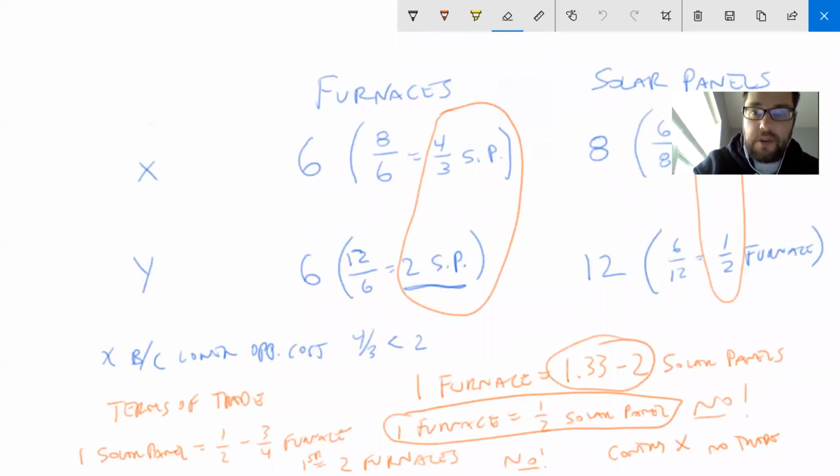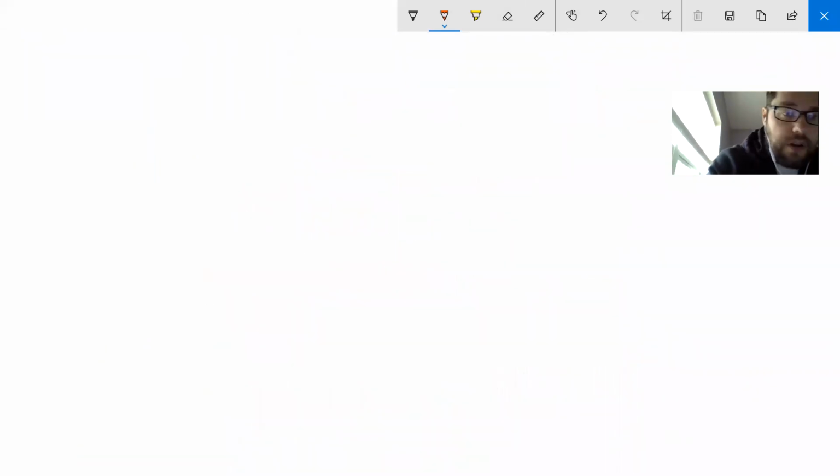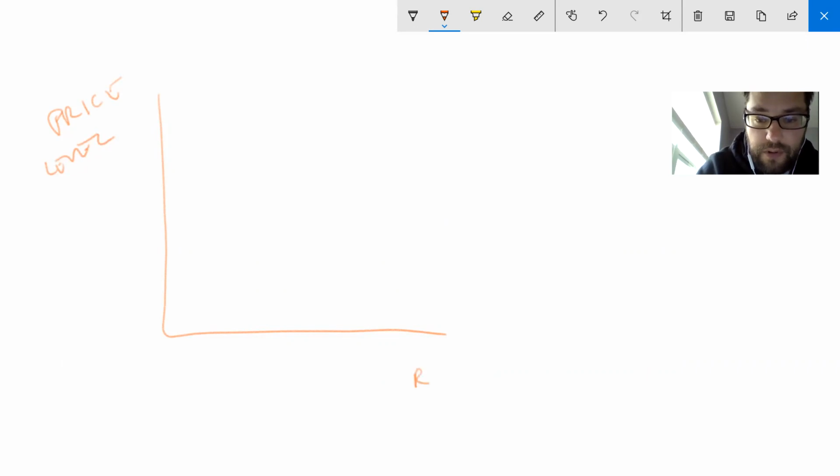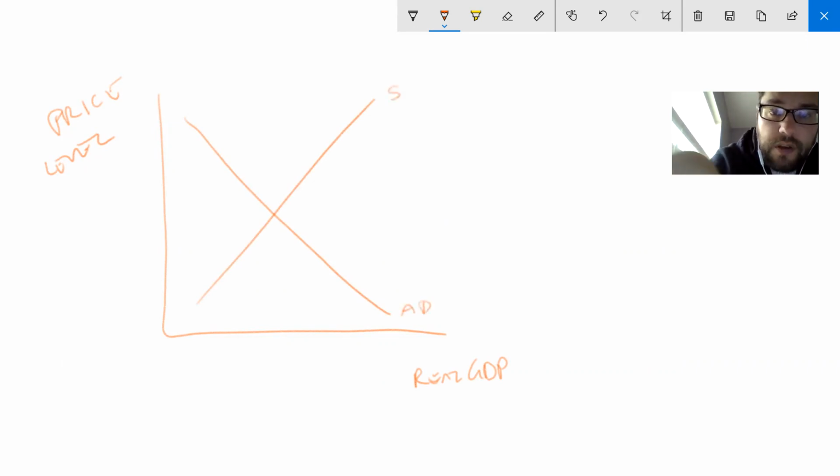I'm going to erase all my previous notes here. Okay, so let's just quickly sketch this out. I got a different color today. Okay, so price level, we have real GDP. Okay, so let's draw our aggregate demand curve, short run aggregate supply. And then we've got to make sure we put the long run aggregate supply in the right spot, right?